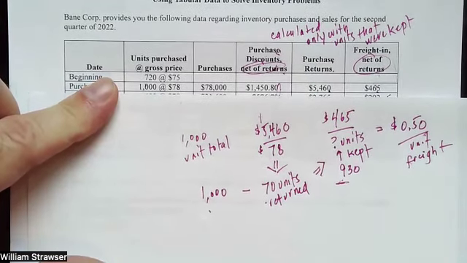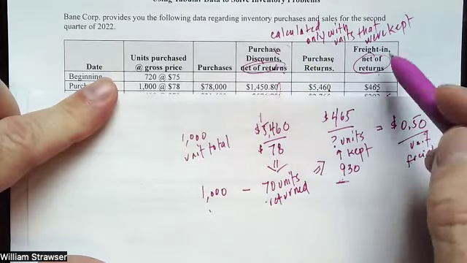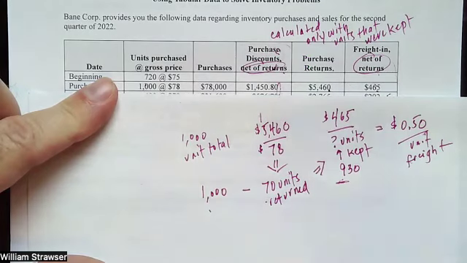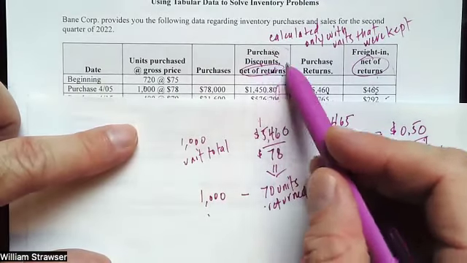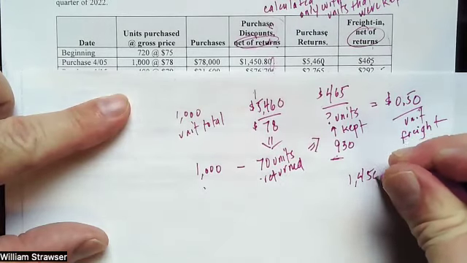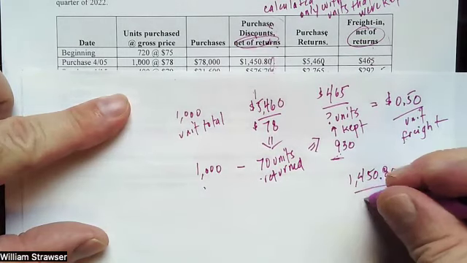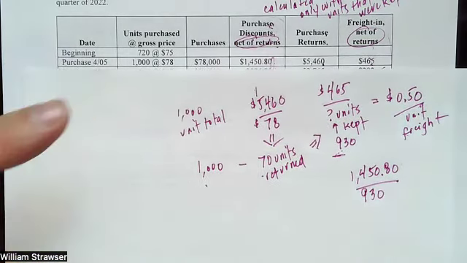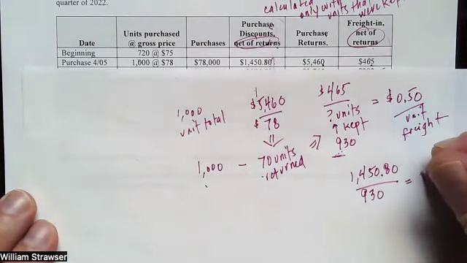I can figure out the percent discount because this is the discount I get per unit returned. Not per unit returned, per kept units. So that would be $1,450.80 divided by, again, 930. That's the units I kept and paid for. That comes out to a discount of $1.56 per unit.